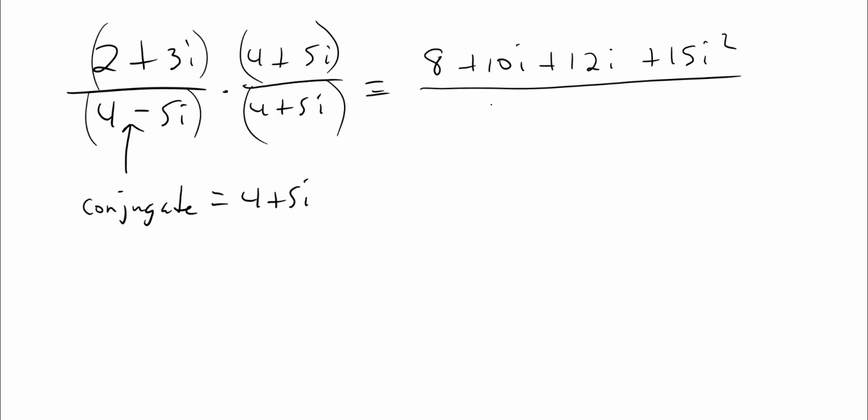So 4 times 4 is 16. Because if I did outside inside, it would be plus 20i minus 20i, which cancels. Always going to happen. And then it's minus, so 5 times 5 is 25. So it's minus 25i squared.